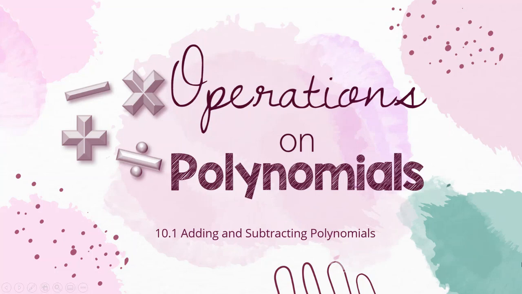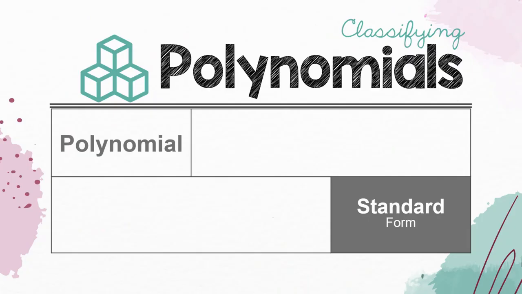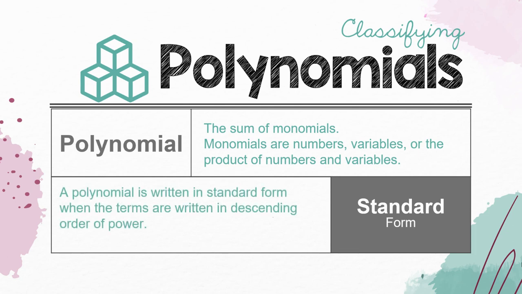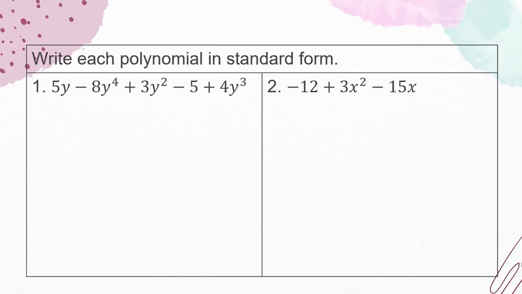Today we are adding and subtracting polynomials. A polynomial is a sum of monomials, and a monomial is a number, a variable, or the product of numbers and variables. A polynomial is written in standard form when the terms are written in descending order of power.